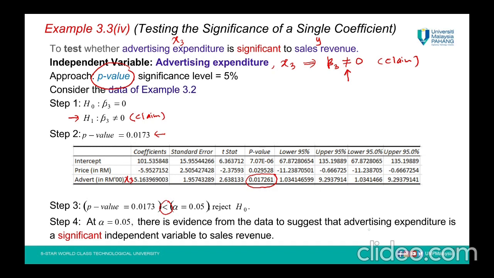Now we go to step 4. Step 4 is we want to make a conclusion for the test. So at alpha 0.05, there is evidence from the data to suggest that advertising expenditure, that is X3, is a significant independent variable to sales revenue.